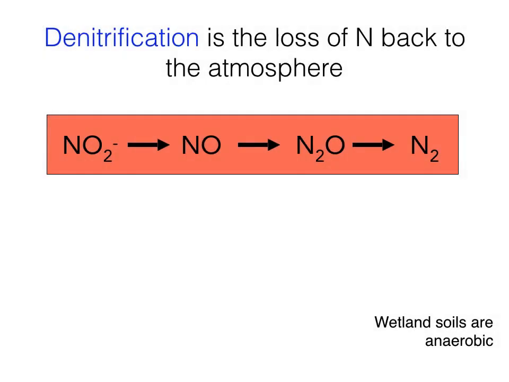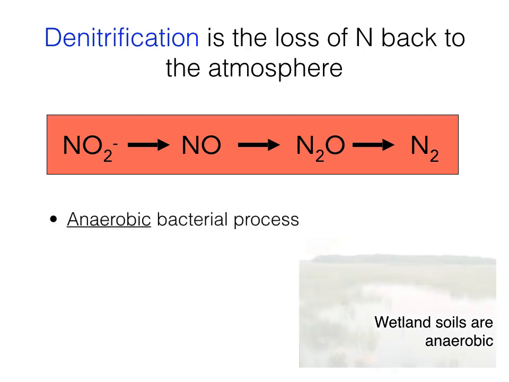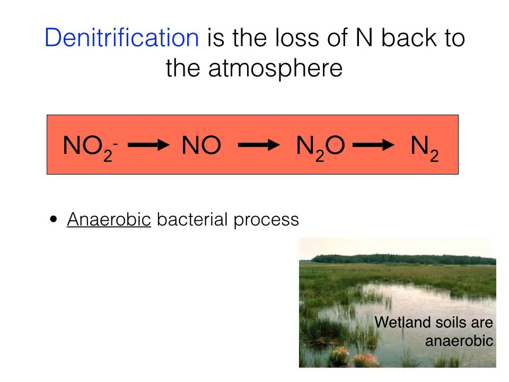All right, the last reaction that I want to finish up with here is denitrification. Denitrification is the loss of nitrogen back to the atmosphere. This is an anaerobic process that occurs with bacteria under conditions where oxygen is absent or at very low concentrations. And so it tends to occur in wetland soils because wetland soils are anaerobic. This can result in loss of nitrogen from the system, and as a result, it can deplete soil nitrogen.